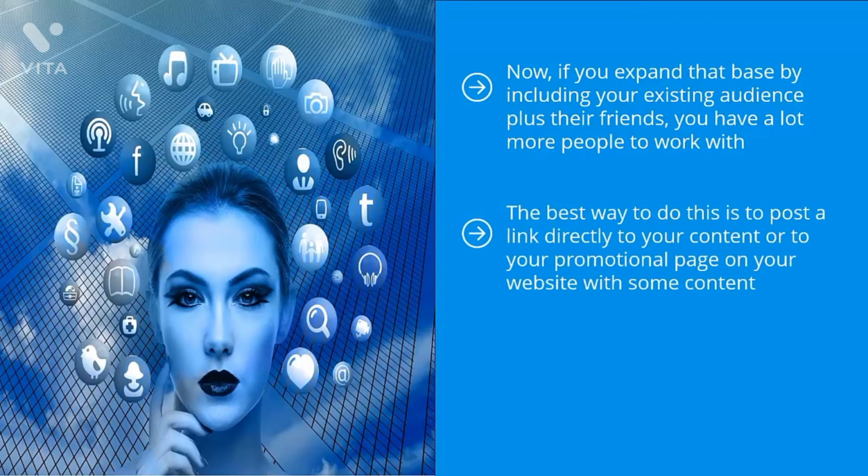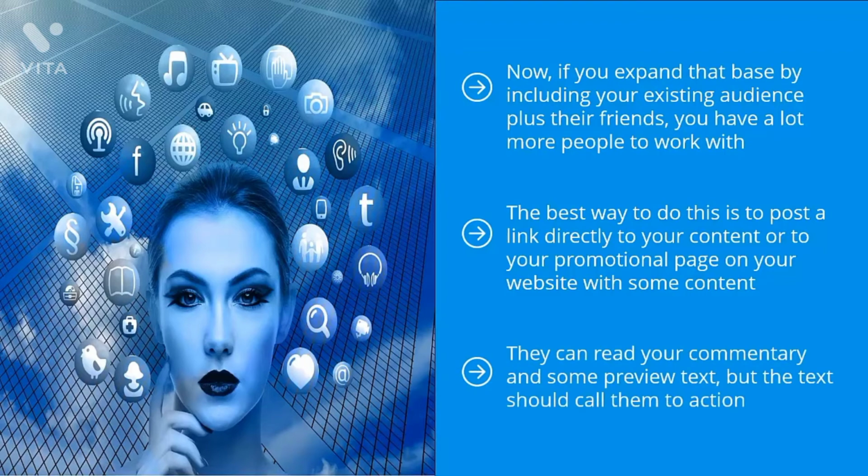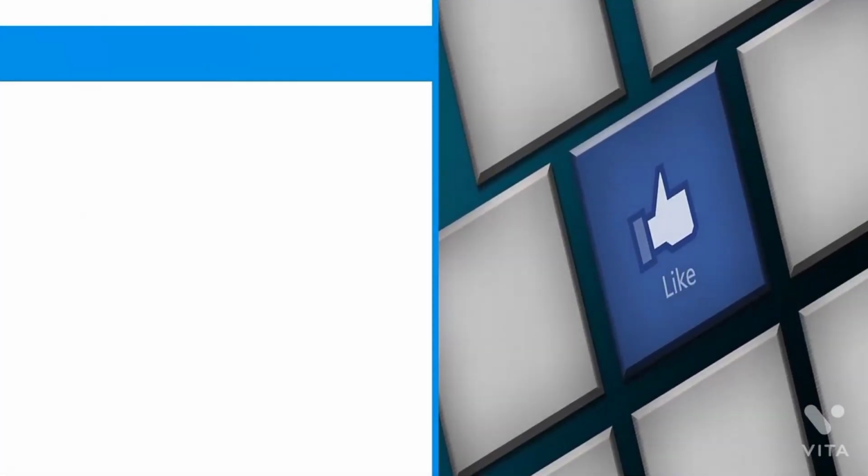The best way to do this is to post a link directly to your content or to your promotional page on your website with some content. This way, when someone clicks through, they go straight to your website. They can read your commentary and some preview text, but the text should call them to action. This is the cleanest way to get direct traffic cheaply using post boosts targeting your existing audience and their friends.